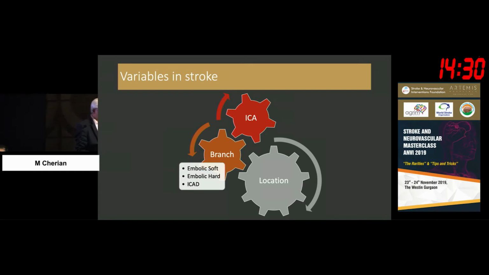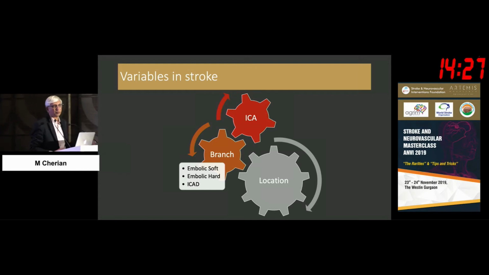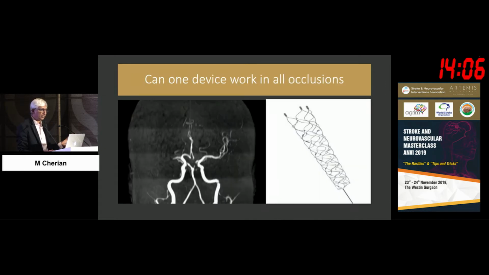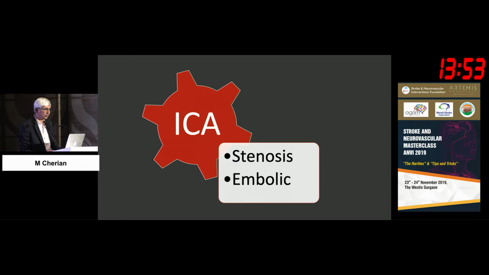Now, if it's a branch occlusion, it could be a soft, fresh RBC clot. It could be an organized RBC clot which has come from maybe the LA in a case of mitral stenosis, or it could be a fibrin-rich clot, or it could be an ICAD which has occluded. Now, if it is an IC occlusion, you may have an underlying stenosis which has occluded, or it could be again an embolus that has parked itself at the bifurcation. So the question we have to ask ourselves, truly, will one device work for all these etiologies, because angiographically they tend to look the same.